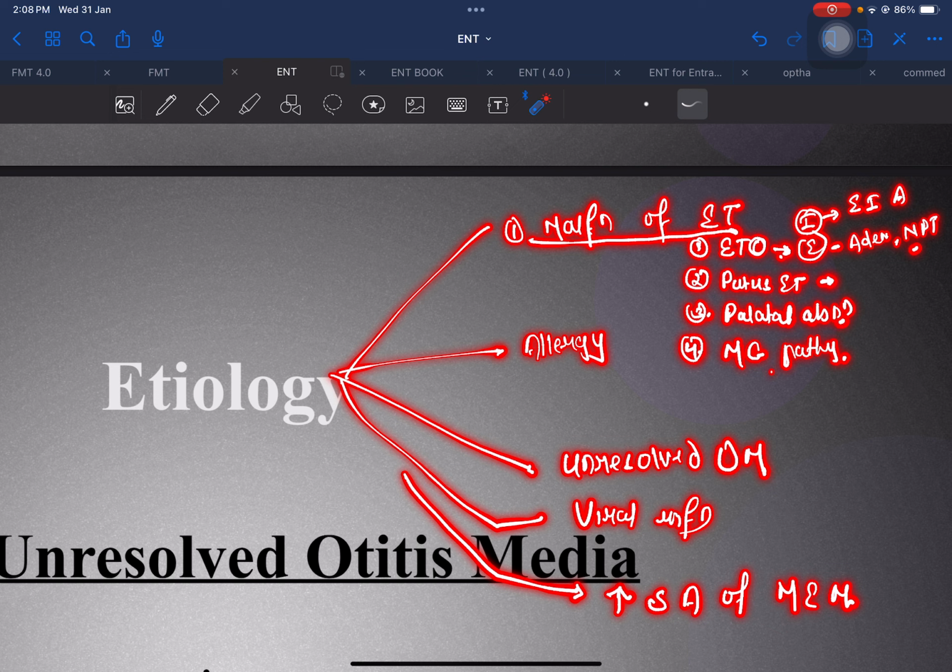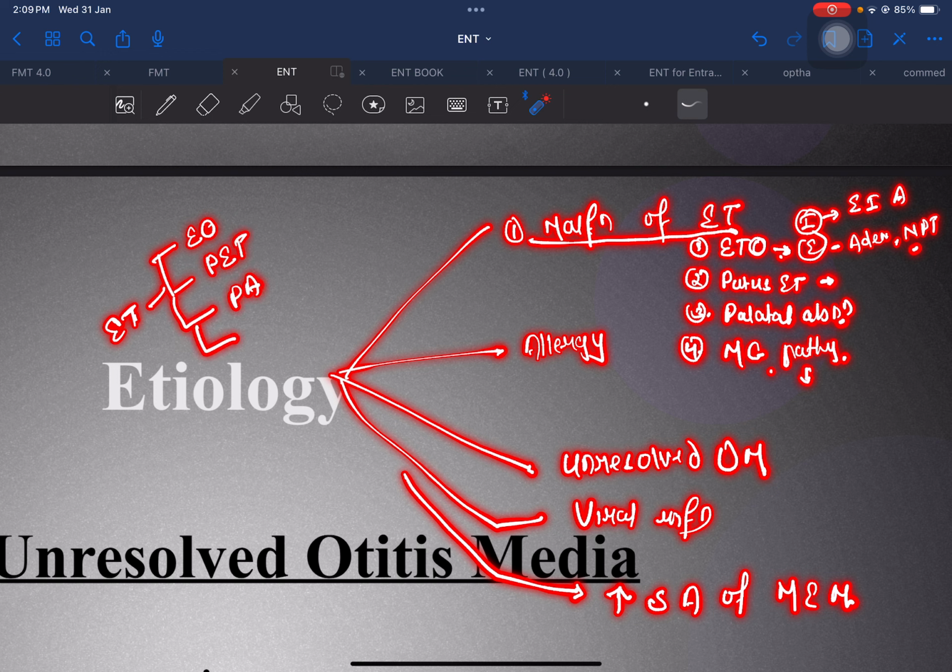And talking about mucociliary pathology, there can be infection, allergy, smoke, and various syndromes like Kartagener syndrome, which includes situs inversus, bronchiectasis, ciliary dyskinesia. Similarly, Young syndrome includes azoospermia, bronchiectasis, rhinosinusitis. Now talking about the malfunction of eustachian tube, we are clear there are several factors: one is eustachian tube obstruction, the patulous eustachian tube also will cause it, and palatal abnormality.